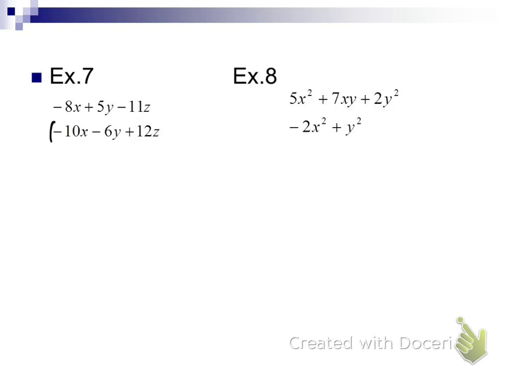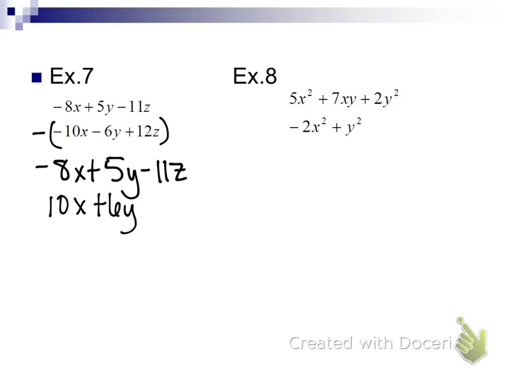Number 7, same type of problem. Keep the top the same. On the bottom one, we are going to be subtracting it. So we have to flip all of the signs before we can combine them. Logan, on number 7, when we flip all the signs of the bottom polynomial, what do we get? 10x plus 6y minus 12b. Wonderful. Okay, all the signs change when we distribute that subtraction or negative sign through there.